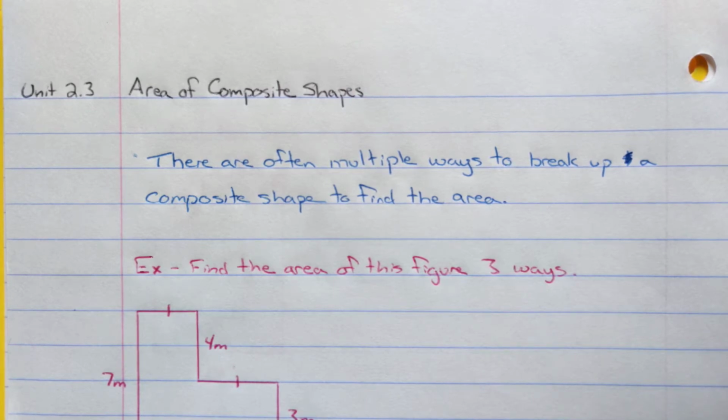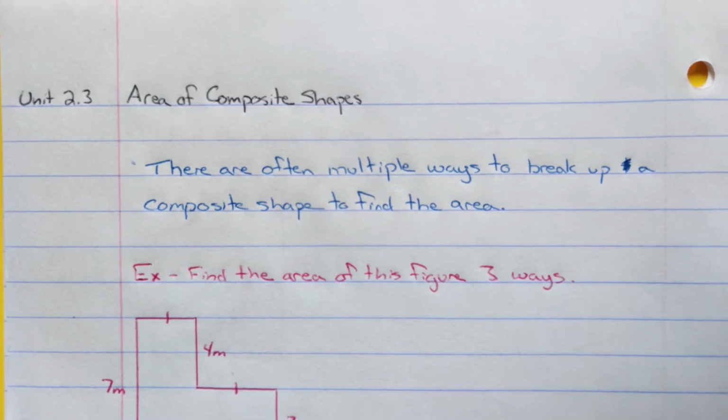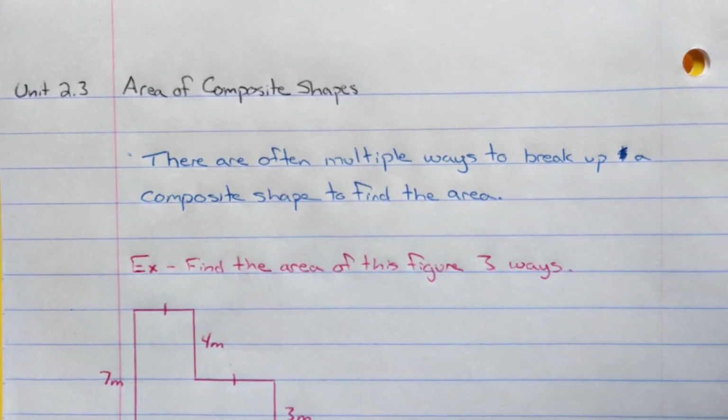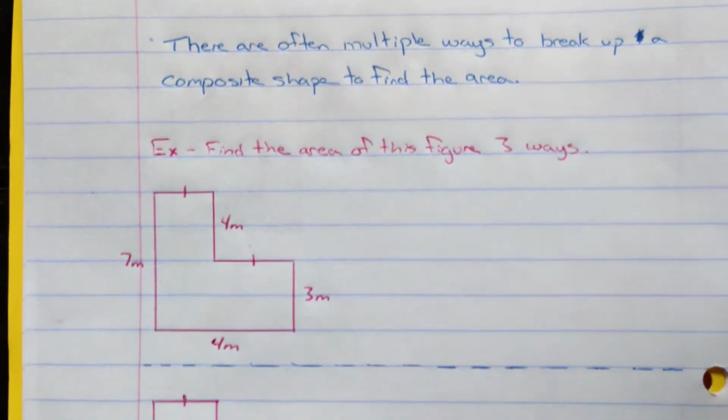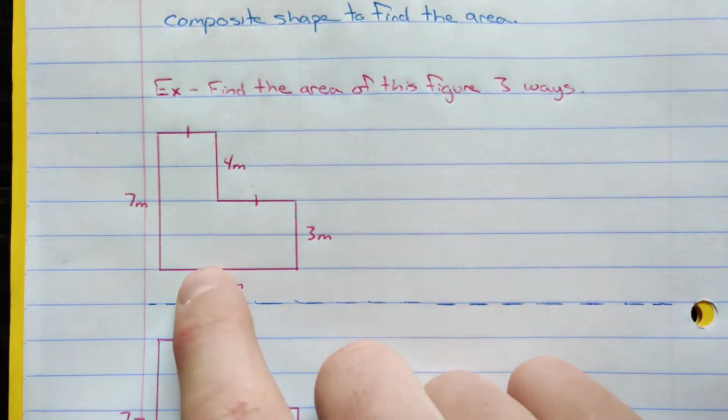And do note that I might break up a shape one way and you might break it up another way. As long as we get the same areas, we're fine. But you can break up shapes in multiple ways. So here's a crazy long question that's going to have to do the same thing 3 times. We should get 3 of the same answers. We're going to find the area of this figure in 3 different ways. What I mean by that is we're going to break this shape up multiple ways.